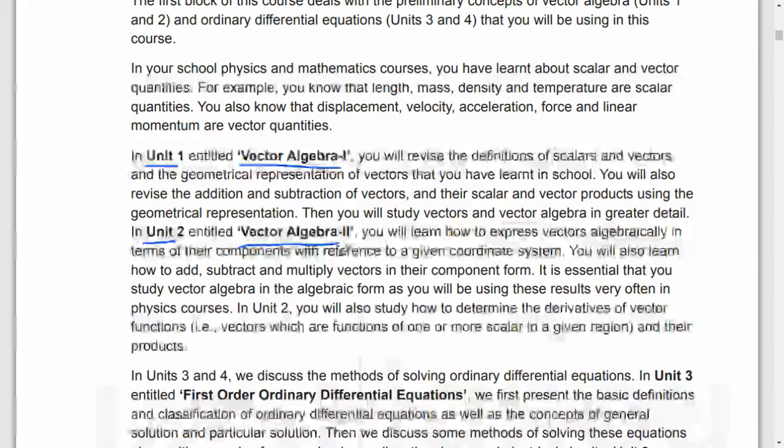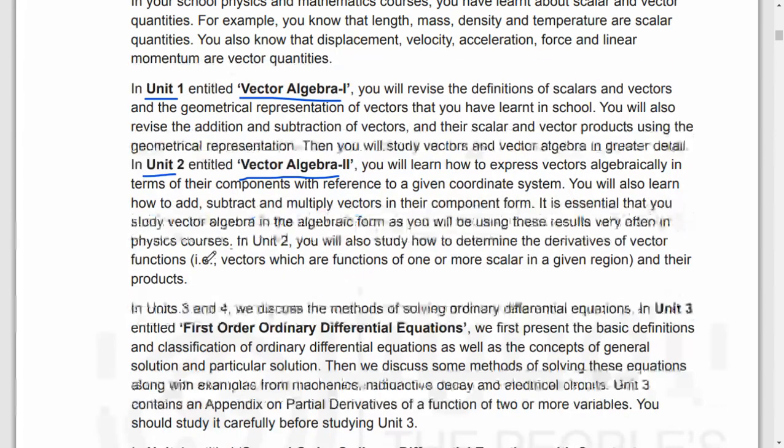You will learn how to express vectors algebraically in terms of their components with reference to a given coordinate system. You will also learn how to add, subtract and multiply vectors in their component form. It is essential that you study vector algebra in the algebraic form as you will be using this result very often in physics courses. In Unit 2, you will also study how to determine the derivatives of vector functions, that is vectors which are functions of one or more scalars in a given region, and their products.